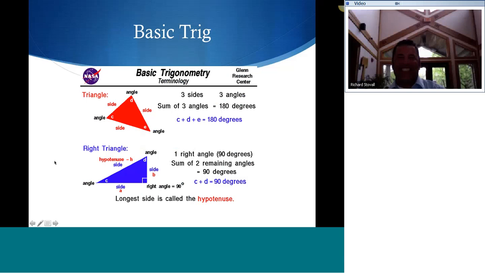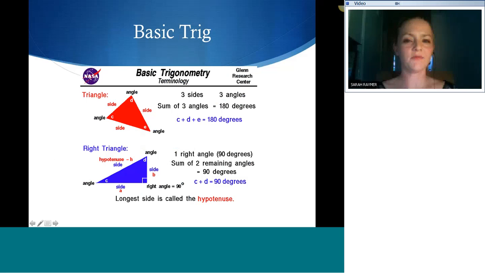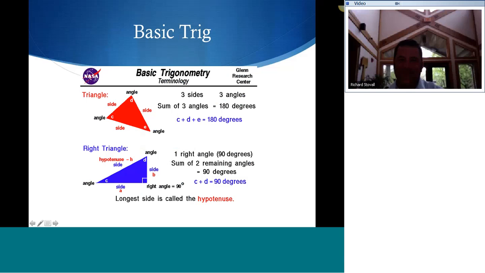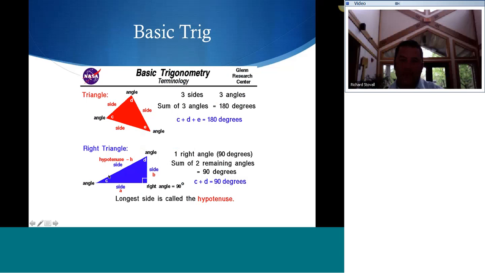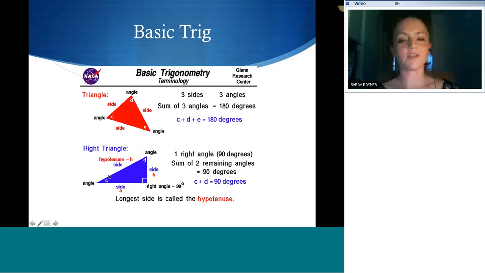We're not going to really be working with these crazy angles, so we kind of ignore that one, except we do know that the sum of three angles is 180 degrees in any triangle. Right triangles are really what we're concerned with. 90 degrees is always at this angle in the corner, with a 90-degree angle, like a T-square. And then hypotenuse is the longest side, and then these are your other sides, which become the adjacent and opposite, depending on which angle you're referencing, which will be coming up soon.